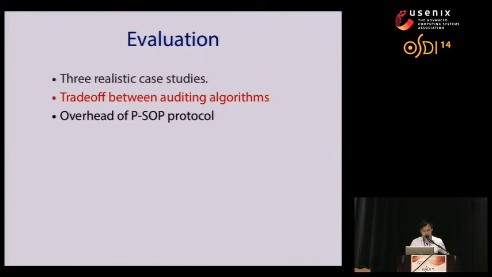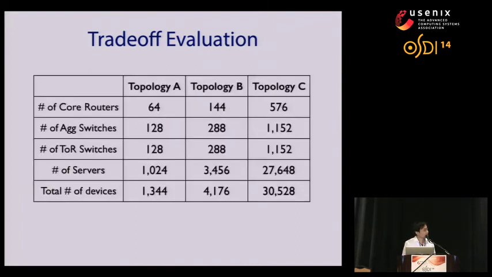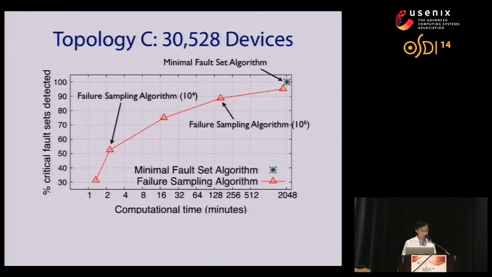And now, let me show you the evaluation about the 2 algorithms' trade-off. We evaluated the efficiency and the accuracy trade-off of the 2 algorithms. We use a fat-tree model as the dataset of our evaluation, and we produce different scales of the topologies. Let me show the result about the largest set. In this evaluation, we run the failure sampling algorithm with different sampling runs on this topology, and we obtain this result. We can observe the failure sampling algorithm with 1 million sampling runs can find many important risk sets, and only needs about 200 minutes.